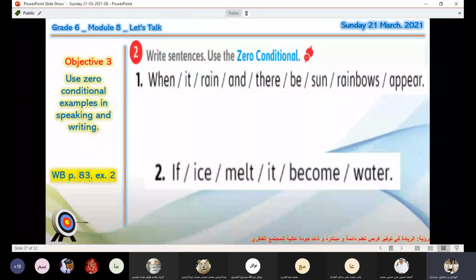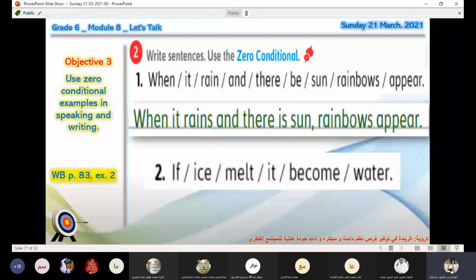Yeah, we have scrambled words. We are going to reorder them in order to get zero conditional sentences. Let's do the first one together. When it rains and there is sun, rainbows appear. Who can do number 2 for us, please? Using zero conditional. Who wants to take part?